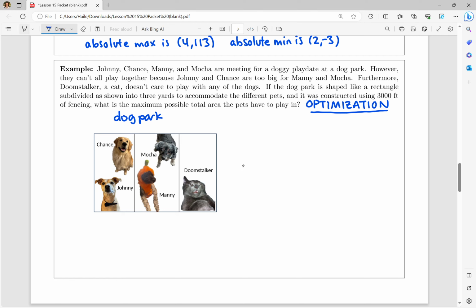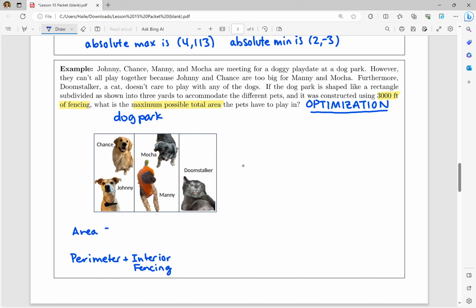So the first thing I'm looking at is the fact that it says 3,000 feet of fencing, and it also says maximum possible total area. So this is telling me I have two functions that I need to look at. I need the area of the dog park, and I need the perimeter of the dog park. And the perimeter here is going to include interior fencing. Those are my two functions that I need.